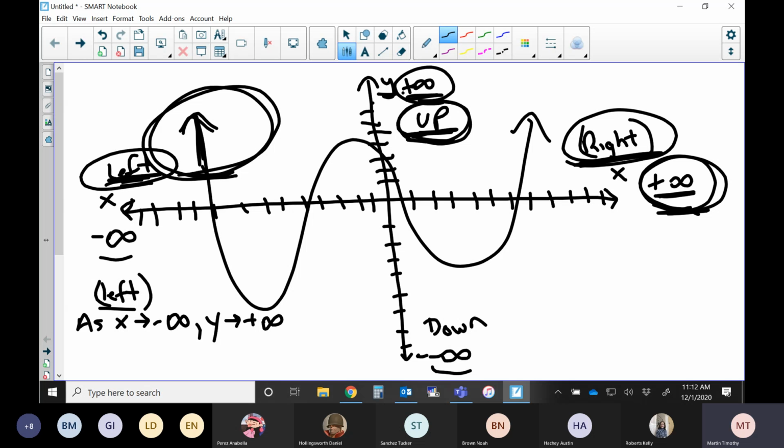When you say left, that's this side, the negative infinity side. When you say right, that's the positive infinity side of the x, because left and right are x. Up and down are the y. So try the next one for me. As x approaches, I'm talking about this side now.